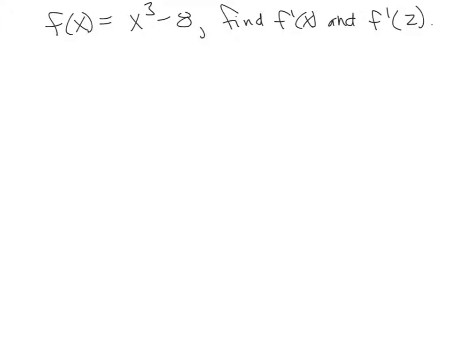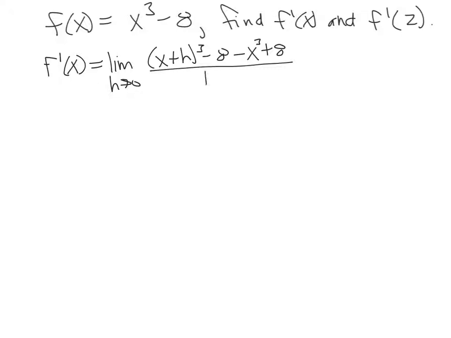So let's see how you did. Let's start out by finding the formula for f prime of x using the first version of the definition. So f prime of x is the limit as h approaches 0 of x plus h, the quantity cubed, minus 8, subtract x cubed plus 8, divided by h. I can see right away that the 8's are going to cancel, and now I need to expand out x plus h, the quantity cubed.